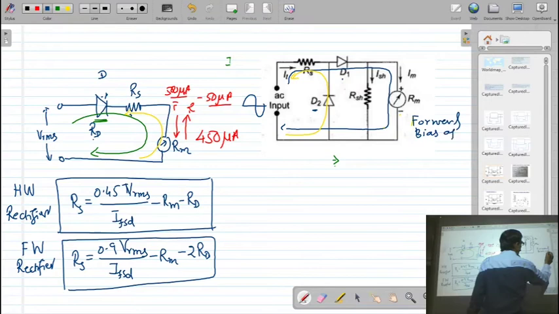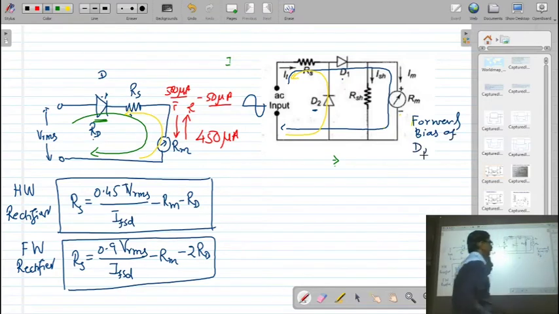Forward bias of D1. Correct? And we can bypass the reverse bias current through the diode D2. Correct? So, you can solve this problem.